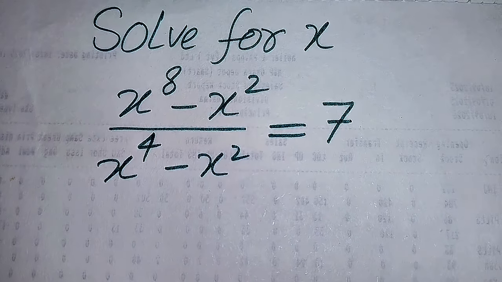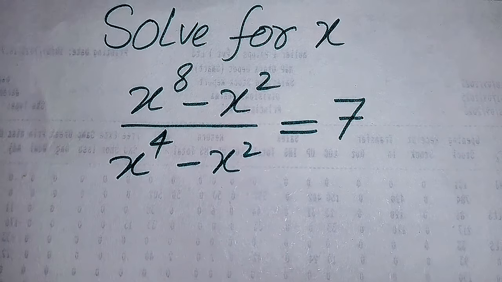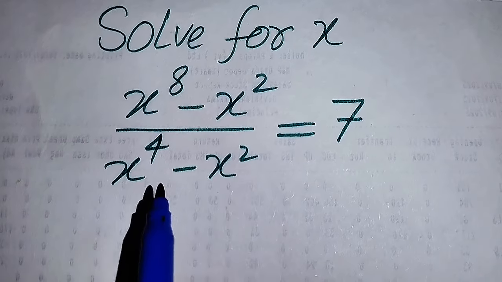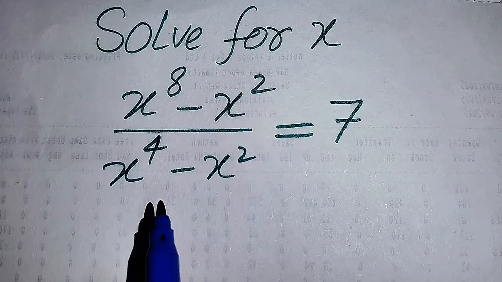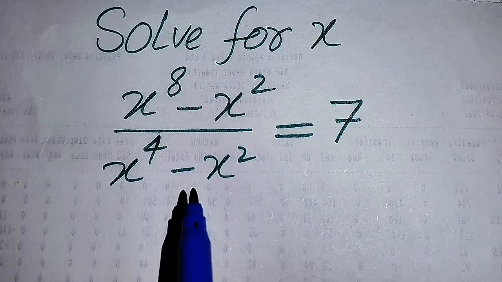Hello everyone, how to solve this problem for the values of x if we have (x to the power of 8 minus x square) divided by (x to the power of 4 minus x square) is equal to 7, and we solve this problem for all the values of x.